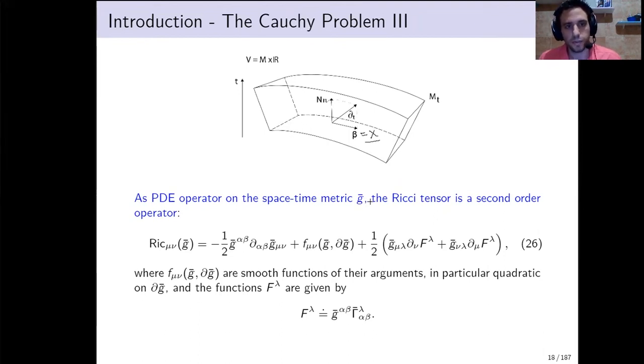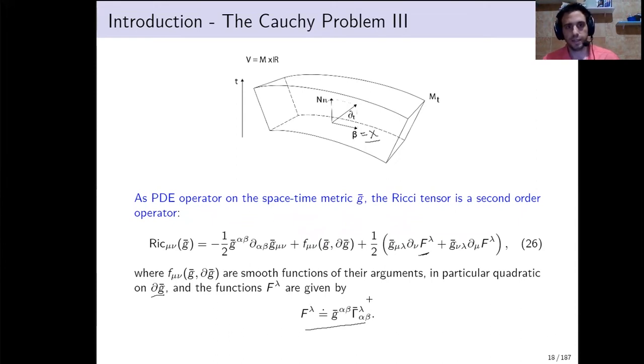And next, the idea is to look at the Ricci tensor as a PDE operator on the spacetime metric, and using coordinates, one can readily check that the Ricci tensor reads as a second order operator on the spacetime metric that has this form here. Here, what is important actually is the principal part, and then to realize that this part is given by smooth functions on their arguments, and in particular, these are quadratic functions on the first derivatives. And these functions here, f, play a special role, and they are defined by this expression here.